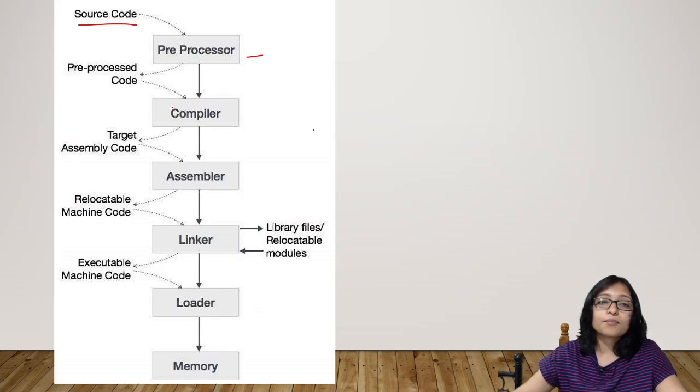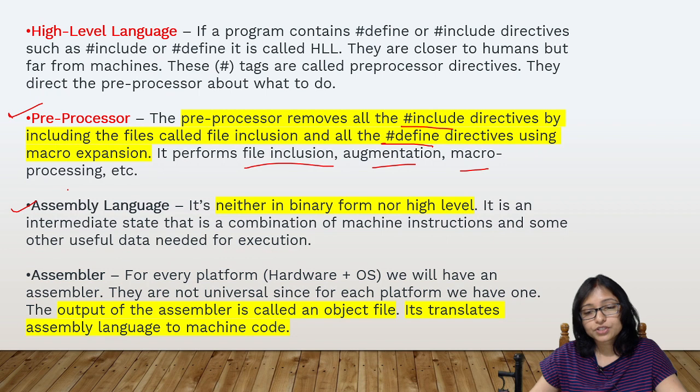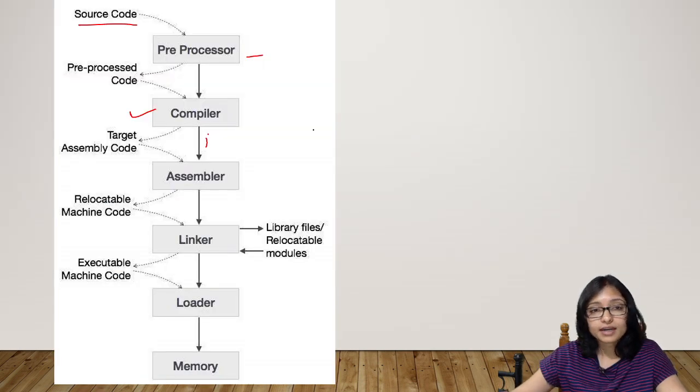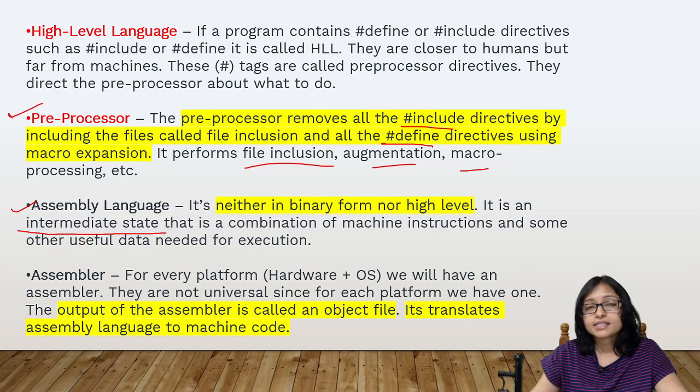After that it is coming to the compiler, right? When it comes to the compiler, the compiler will change it to assembly language. After the compiler, we are getting the assembly language. So what is assembly language? Assembly language is not binary and not high level. It is an intermediate state, a combination of machine instructions and some useful data needed for the execution.